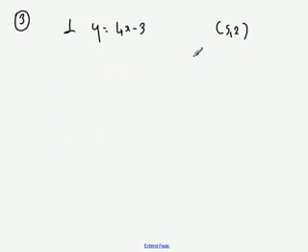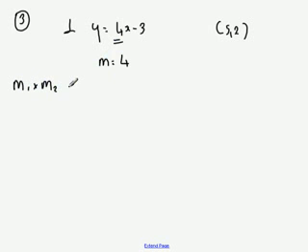Question 3. Find the equation of the line which is perpendicular to the line y equals 4x minus 3 and which passes through the point 5, 2. Again, two pieces of information that we need for any straight line. We need a point and we need the gradient. We know that the gradient of the given line is 4, since it's already in the form y equals mx plus c.